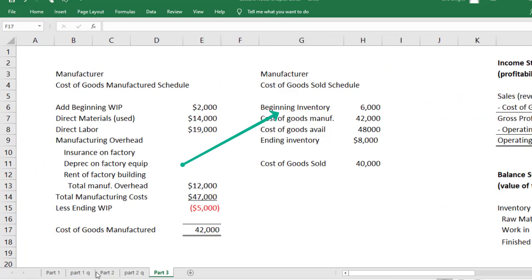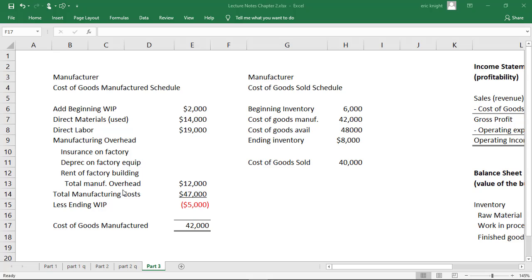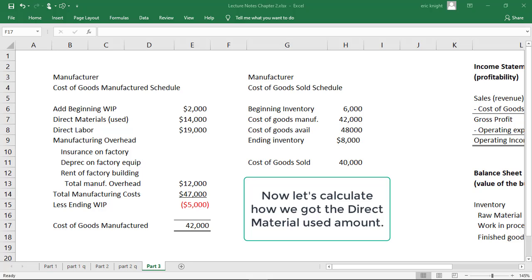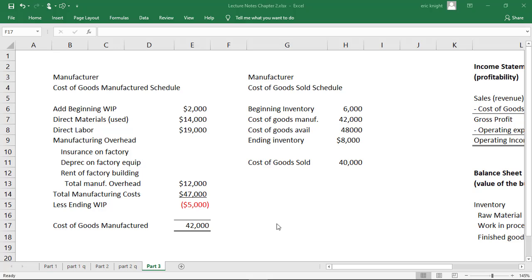Now, one problem we have is that I just gave you the direct materials used, but we really need to figure out what those are. So with the direct materials used, we need to figure out how much of the raw material was there in the beginning, how much was there at the end, and how much of it was used. So to get this $14,000, let's look at another schedule.